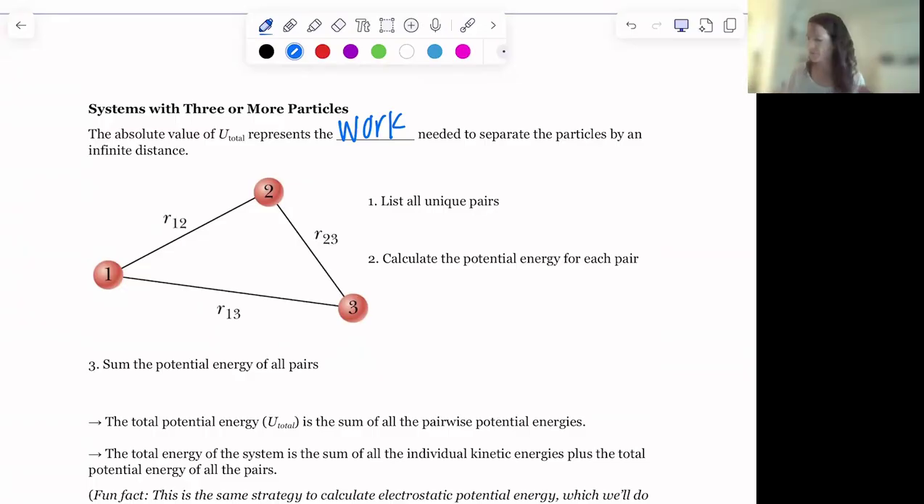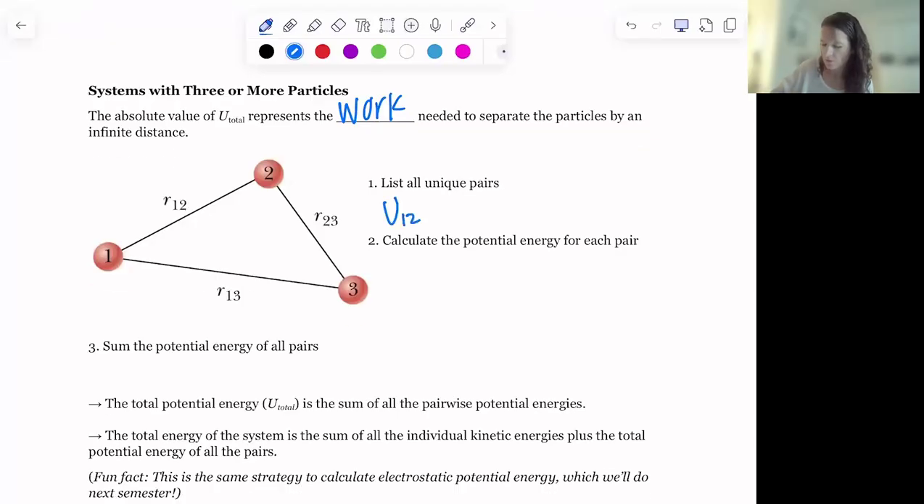So the way to do that is, first we're going to list all the unique pairs. So if I have particle 1, 2, and 3, then I would have potential energy between 1 and 2. I would have potential energy between 1 and 3, and I would have potential energy between 2 and 3. If we have 4 particles, obviously there's going to be a lot more pairs, or 5, or whatever. Generally, you're only going to be asked about 3 particles, so that's not too hard.